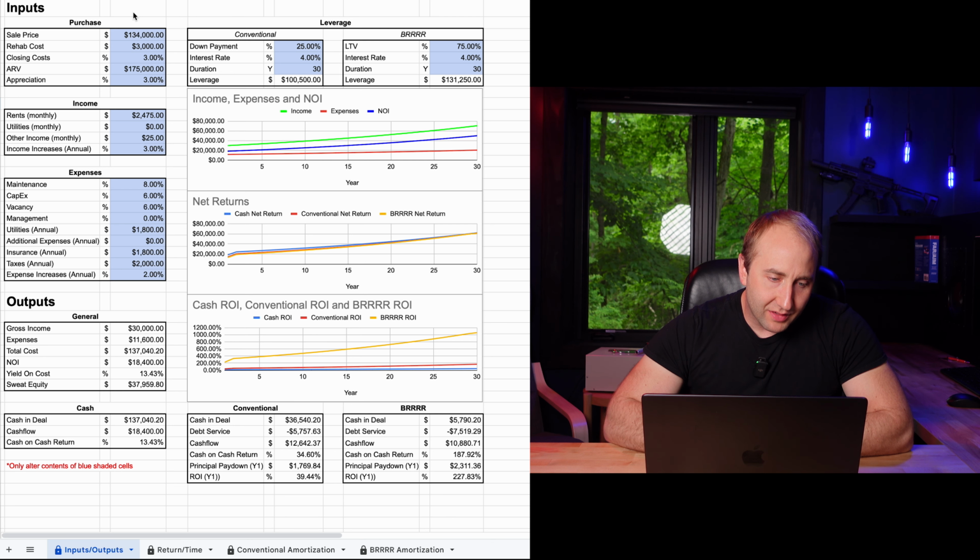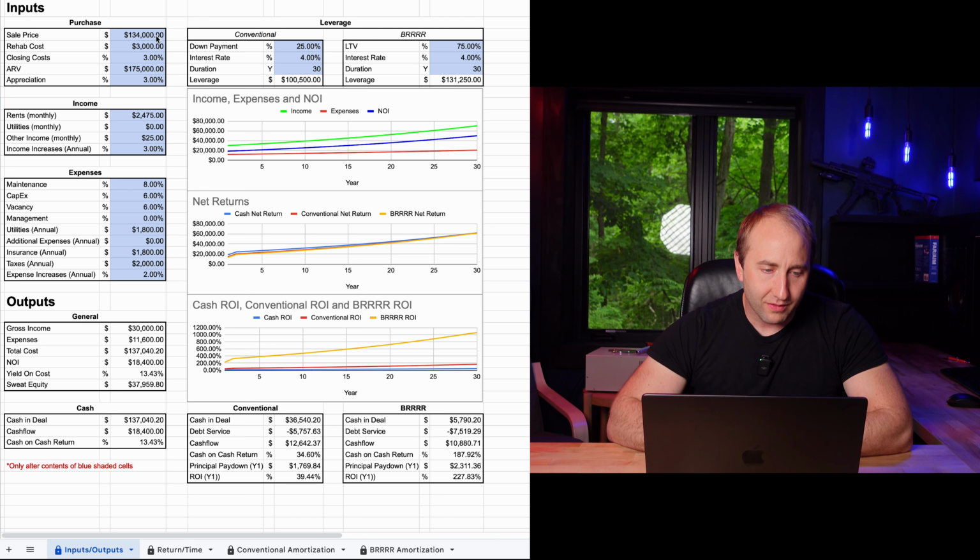This column on the left here is inputs. If it's shaded in blue here, it's an input. The cells that aren't shaded blue, they're not intended for you to enter numbers into. Those are outputs. So we'll start with purchase. These are the parameters that you're purchasing the property under.